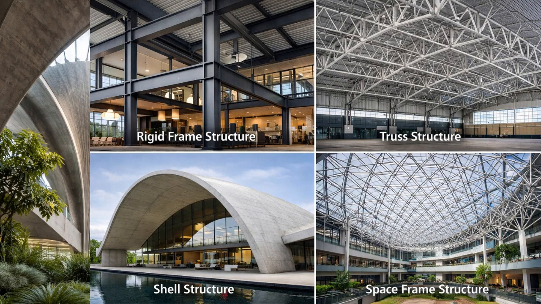So, to conclude, rigid frame structures resist bending through fixed beam column joints. Truss structures use triangular units for long spans. Shell structures rely on curved surfaces for efficient load distribution. And space frame structures are three-dimensional systems used for large open spaces. This classification helps engineers choose the right structural system based on safety, economy, and building requirements.